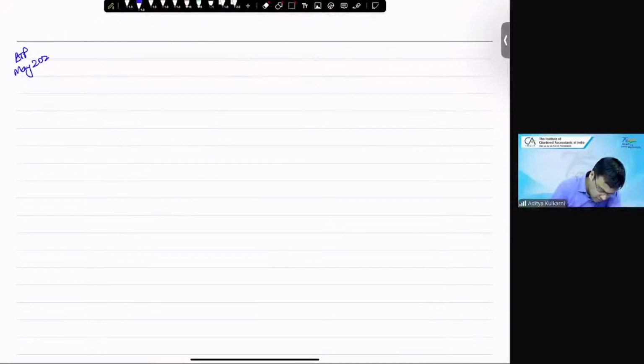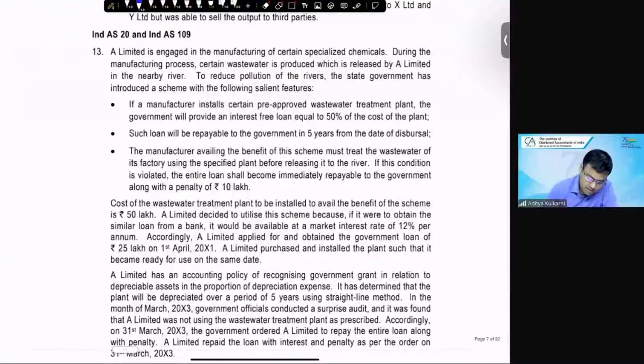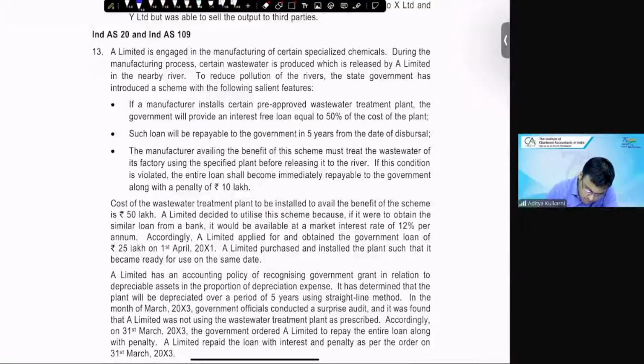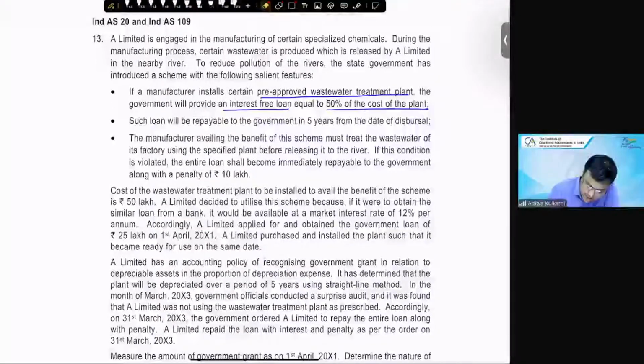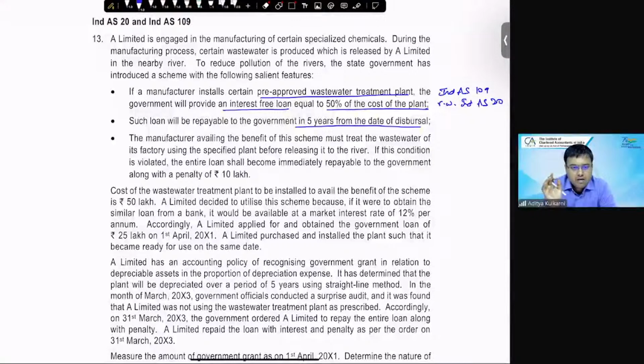Okay, chemicals. During the manufacturing process, certain pollution of the rivers, the state installs certain pre-approved equipment equal to 50% of the cost of the plant. So, loan to grant. In 5 years from the date of decision, if the waste treatment condition is violated, the loan shall be repaid. The scheme is 50 lakhs.